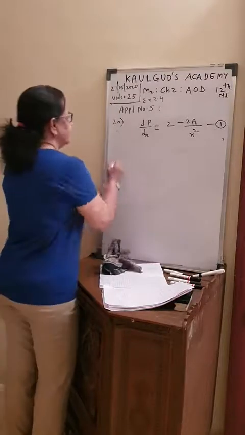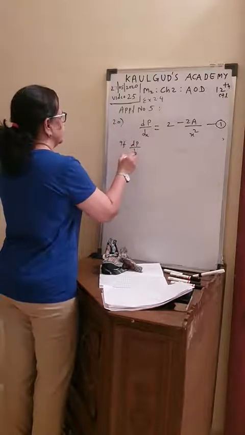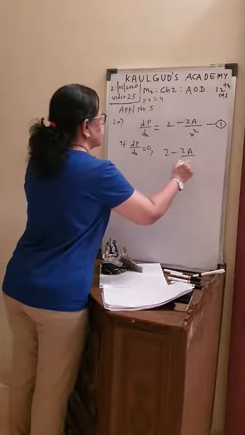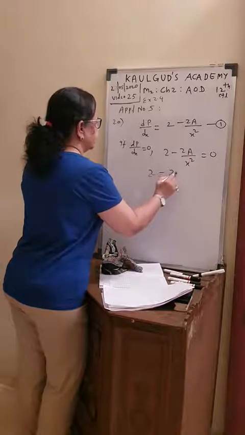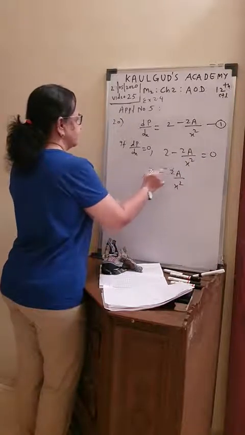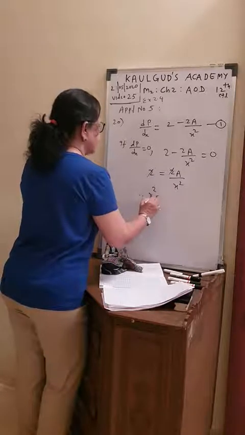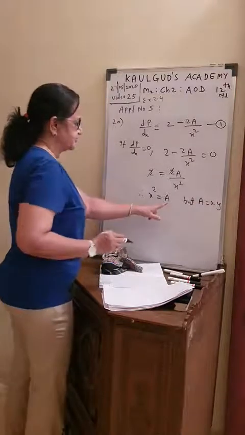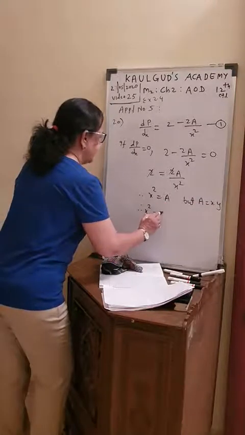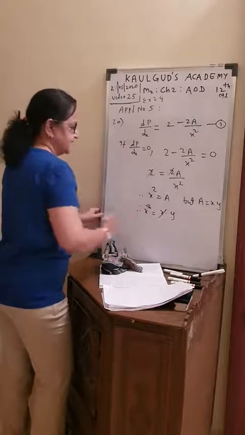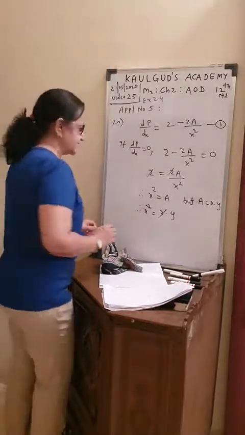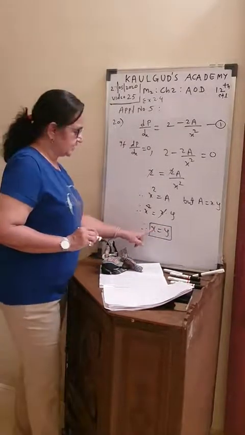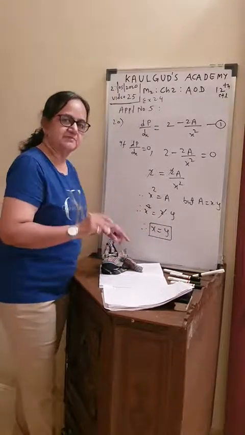And then I will say, if dP by dx equal to 0, then what happens? 2 minus 2a upon x square becomes 0. So 2 equals 2a upon x square. 2 and 2 cancel, x square cross multiplied. So x square equals a. But you know, area was x into y. So substitute for a. So x square will be x into y. One x you can cancel because we know x is not 0. And therefore you get x equal to y. Both sides equal, length and breadth are equal, means the rectangle becomes a square.